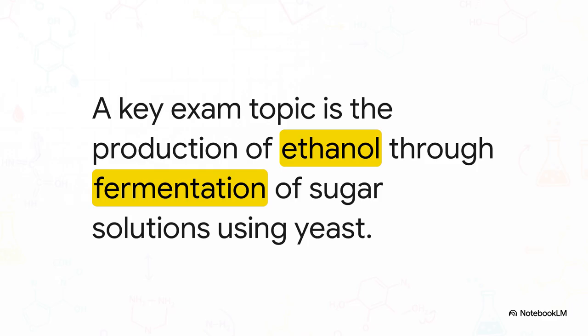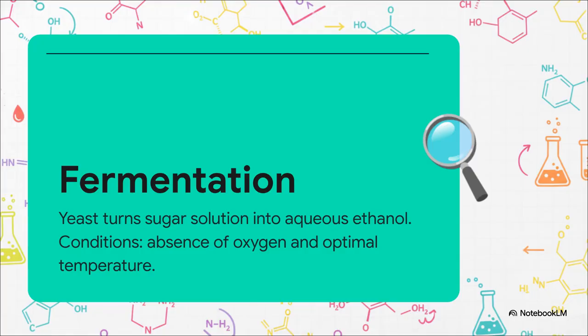But before we move on, there is one specific process related to ethanol that you absolutely have to know for the exam, and that process is fermentation. Let's quickly nail down the details you need to remember. So, what is it? Honestly, it's pretty simple. You take yeast and you let it go to work on a sugar solution. The enzymes in the yeast convert that sugar into two things, ethanol and carbon dioxide.